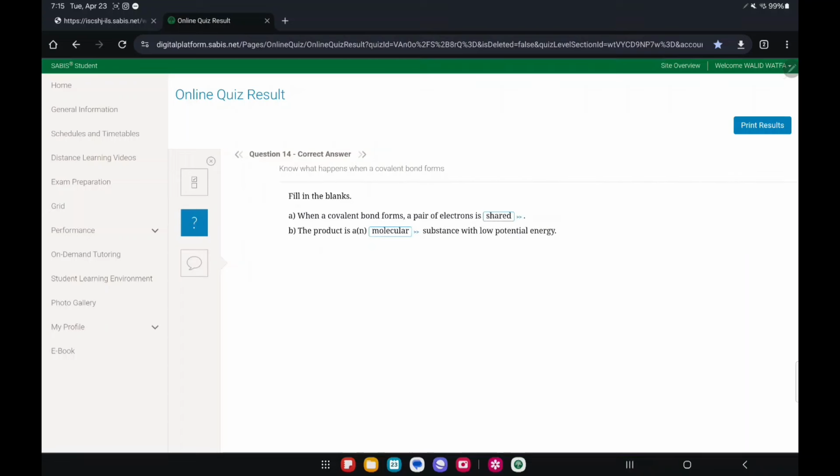Question 14. When a covalent bond forms, a pair of electrons is shared. If you say transferred, you get it wrong, because covalent means share, always. The product is a molecular substance. It's a molecule. If you want, you can say molecule.